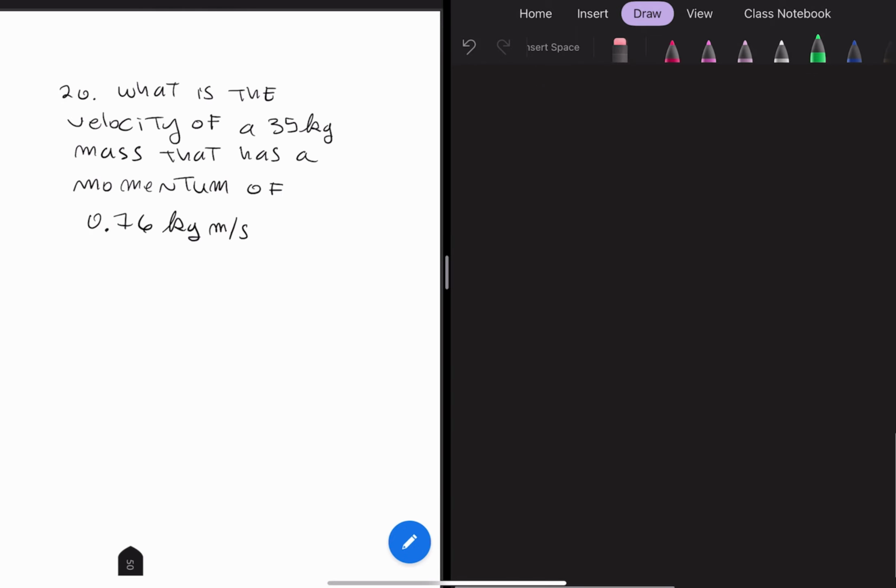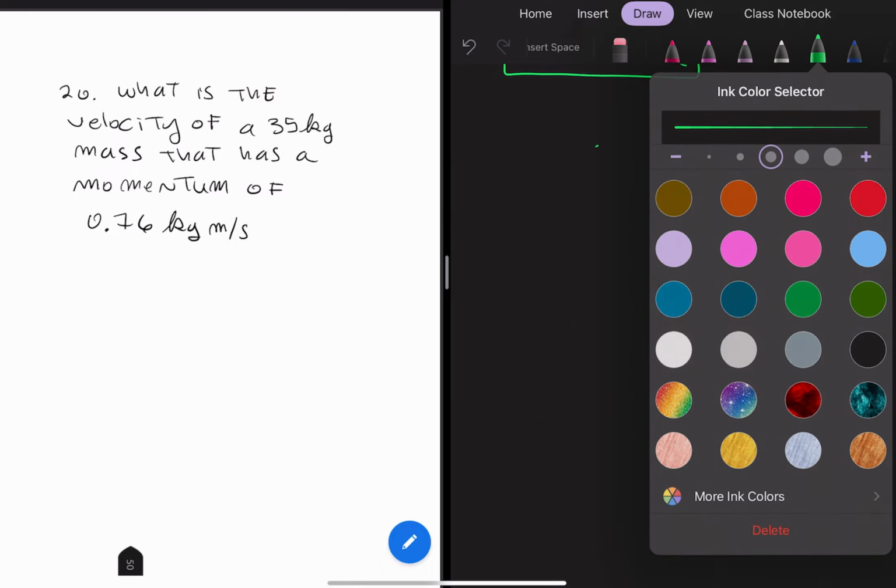Okay, so here is the next one. So try to solve this one. It says, what is the velocity of a 35 kilogram mass that has a momentum of 0.6 kilograms meter per second? So go ahead and pause, try to solve this word problem, and when you're ready, unpause.